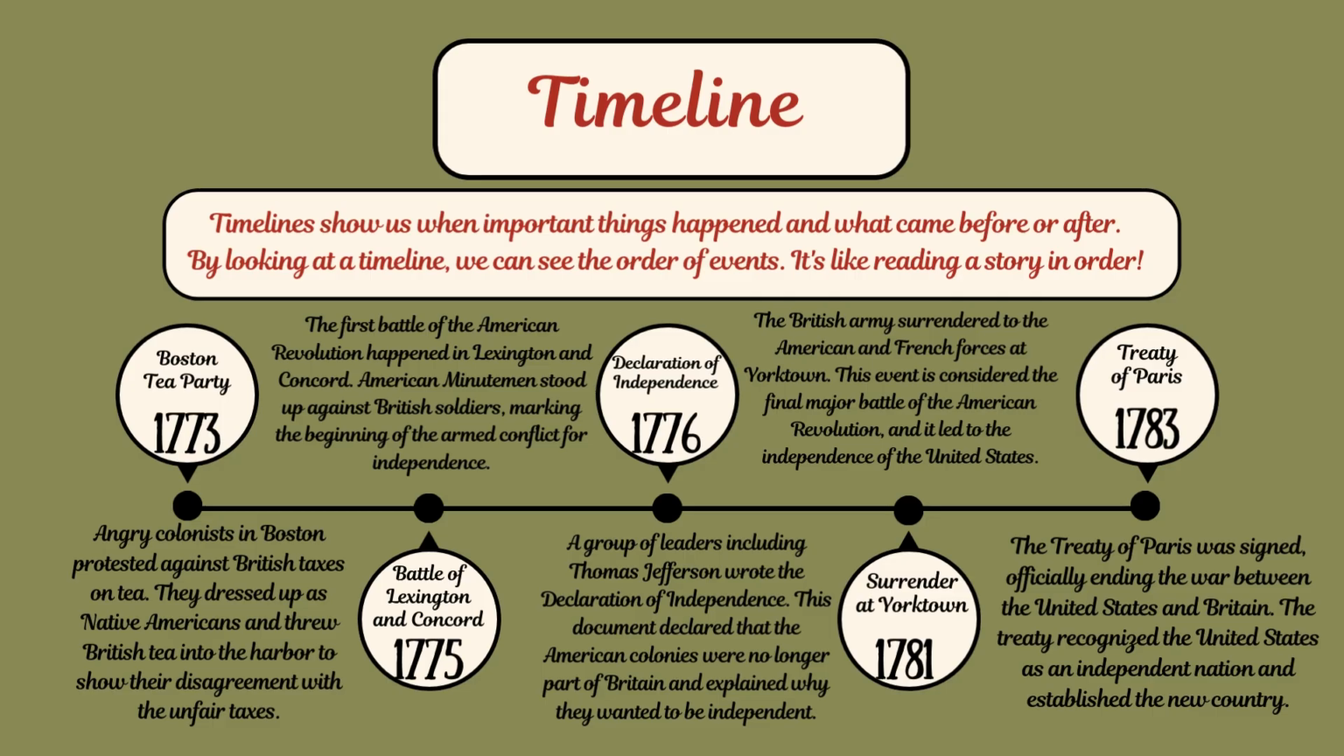Surrender at Yorktown, 1781. The British Army surrendered to the American and French forces at Yorktown. This event is considered the final major battle of the American Revolution and it led to the independence of the United States. Treaty of Paris, 1783. The Treaty of Paris was signed, officially ending the war between the United States and Britain. The treaty recognized the United States as an independent nation and established the new country.